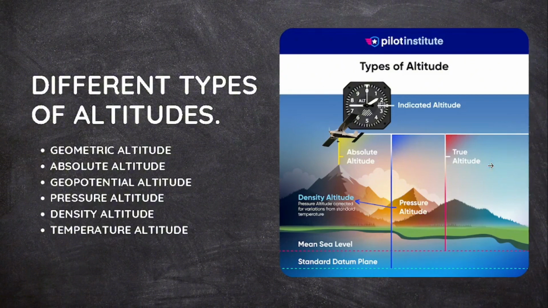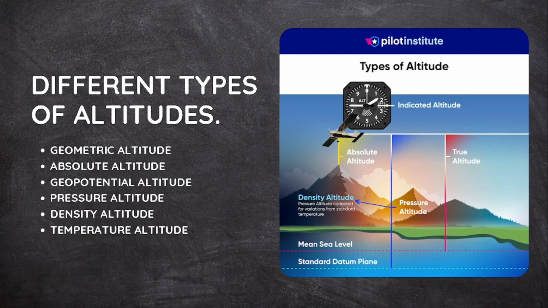So we have the different types of altitude. First, we have geometric altitude, which is the actual altitude measured from the ground or sea level. Next, we have the absolute altitude, meaning the distance from the center of the Earth. Next is geopotential altitude, known as fictitious altitude because it is altitude with no change in terms of gravitational acceleration. Also, it can be called gravity adjusted altitude.